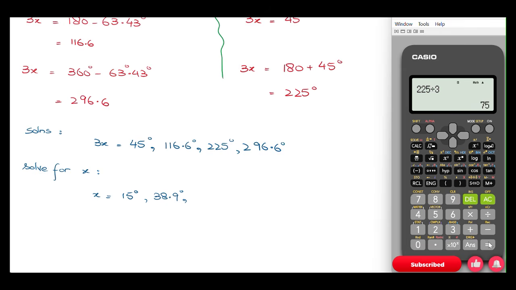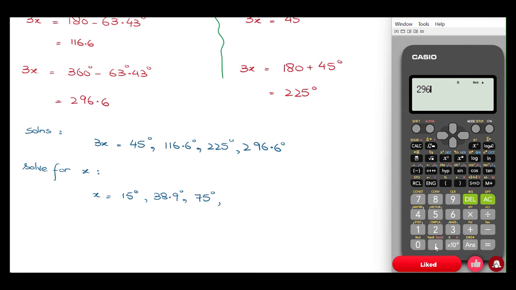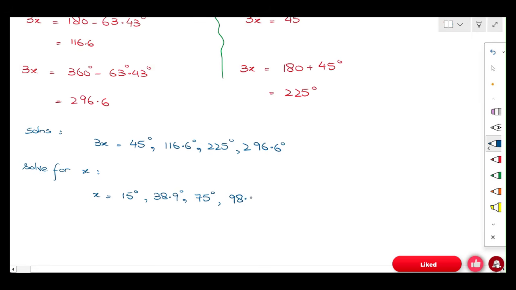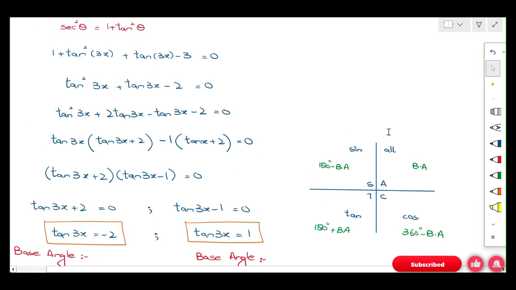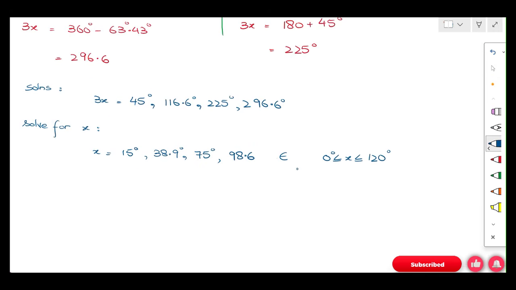225 divided by 3 is 75 degrees, and 296.6 divided by 3 is 98.86, or 98.9. These are the solutions for x, and they all belong to 0 less than or equal to x less than or equal to 120 degrees. They are between 0 and 120 degrees, all these four solutions.